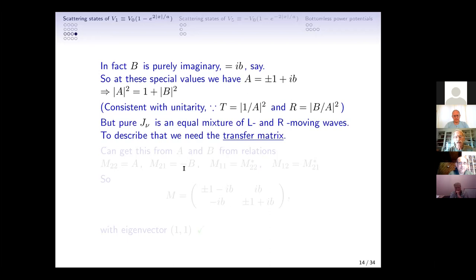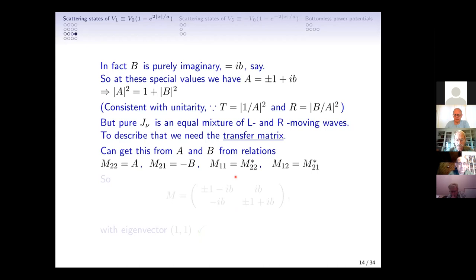However, if we're not talking about H nu, the incoming one side and reflected and going into the other side, but a pure J nu solution, which is a mixture of left and right moving waves, then to describe that situation you need the transfer matrix, which takes into account incoming and outgoing on both sides. You can get the transfer matrix from A and B. There are standard relations to give you the elements of the transfer matrix, and that gives you that the transfer matrix is as given here.